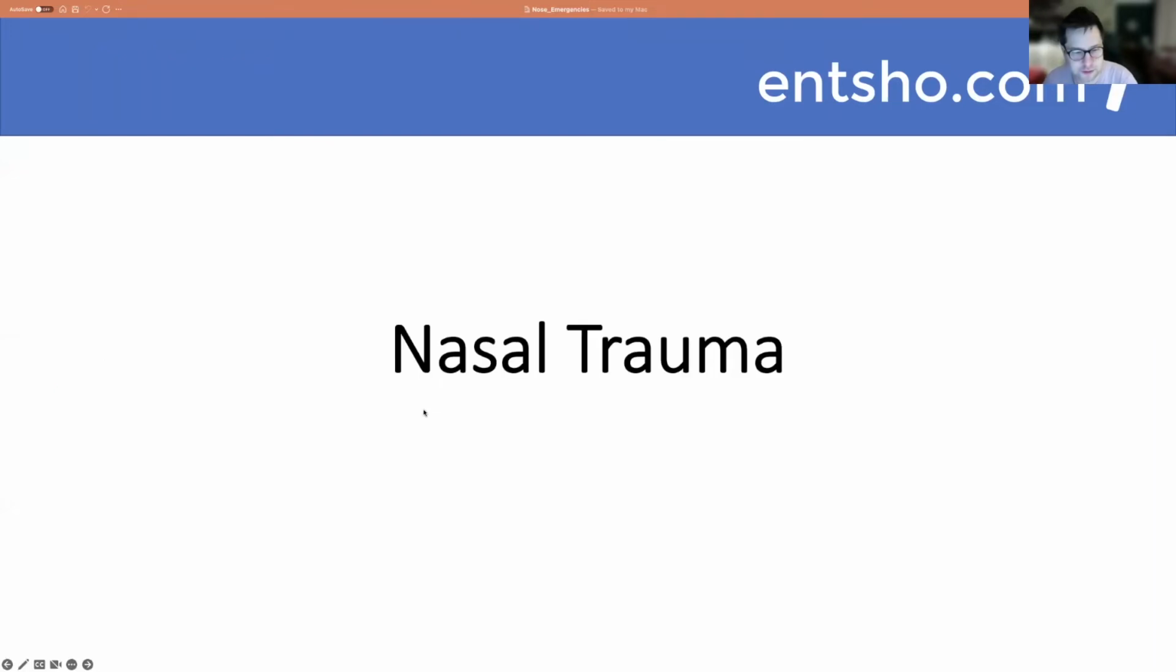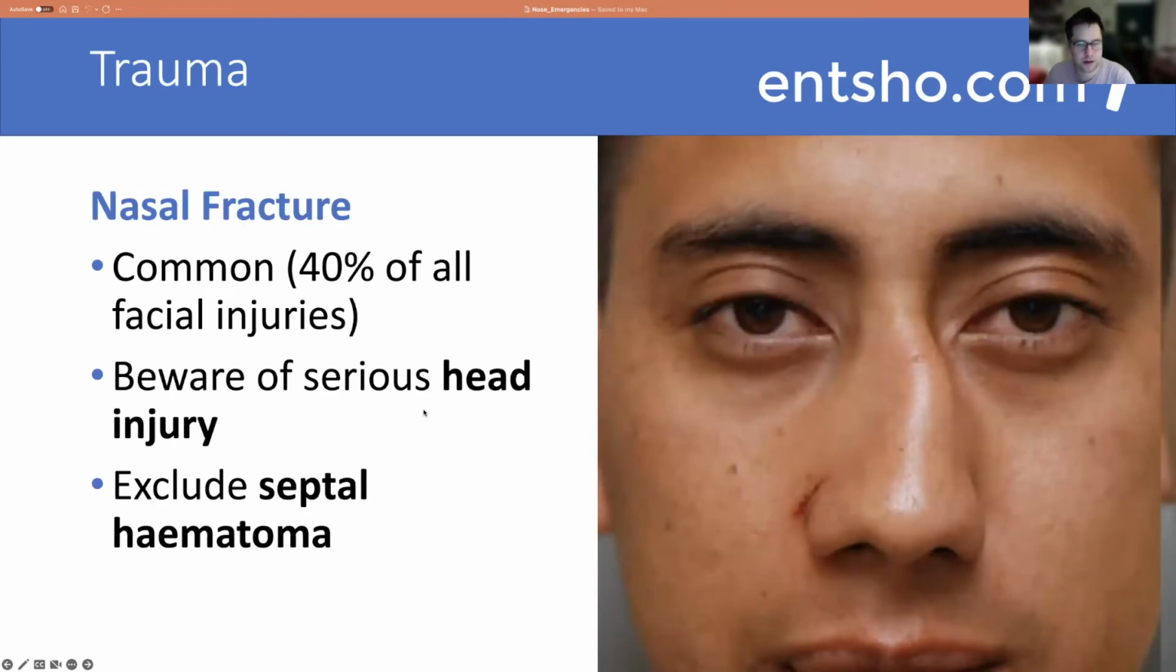Right, nasal trauma. So again, like epistaxis, a very frequent presentation whilst on call. And in such cases, of course, you're called about the nose, but one always has to have in mind that nasal fractures are often in the context of head trauma, and therefore a priority is evaluating for head injury.